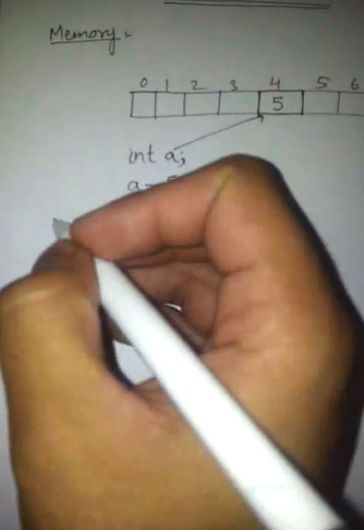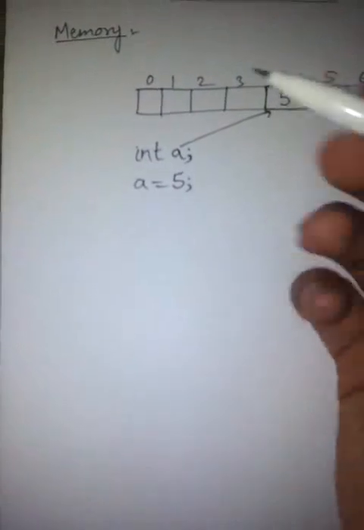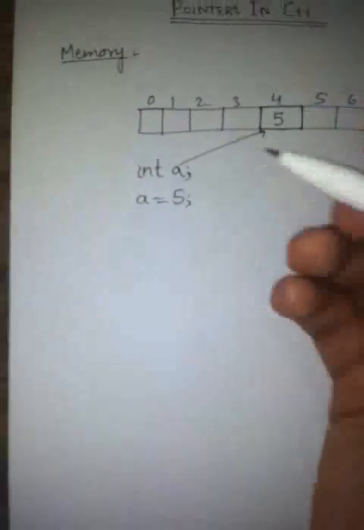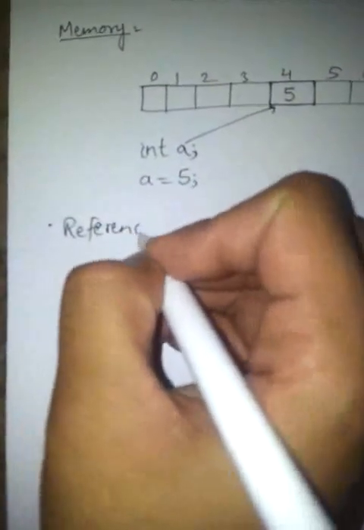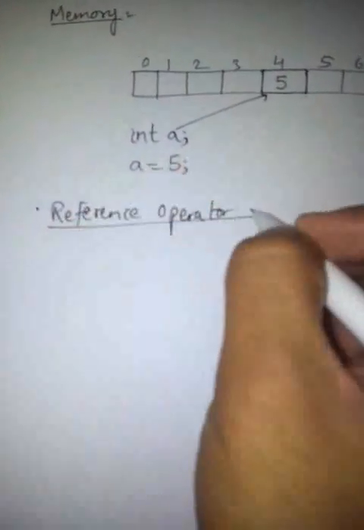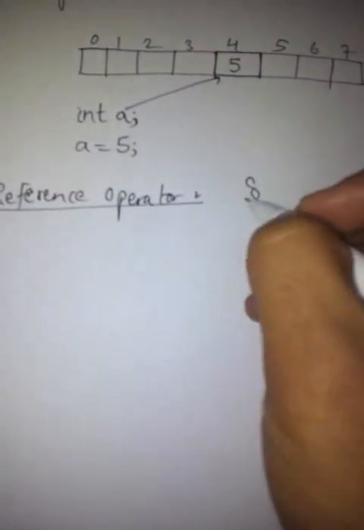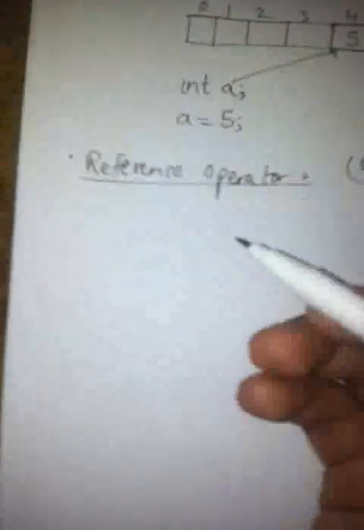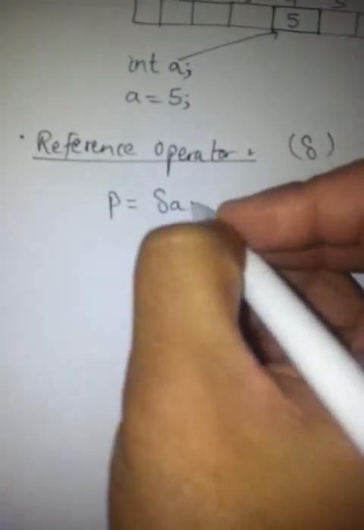So we have two different kinds of operators in pointers. One is the reference operator and the other is the dereference operator. First we will discuss the reference operator. Pardon my writing, I know it's a mess. Its symbol is the ampersand sign. We use it in such a way, like p is equal to ampersand a.